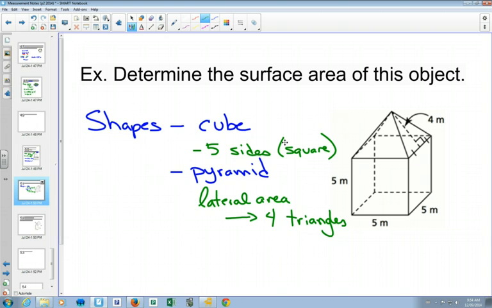So doing some preliminary stuff like this can help us, because now when we go to our formula, we can say, well, if I want to do my cube, it's going to be 5 sides, 5 of them, and each square is going to be length times width. And I'm going to write out the variables first, so then we can look afterwards to see, do we have all the information that we need? And then for the pyramid it's going to be just 4 triangles, which are base times height divided by 2.